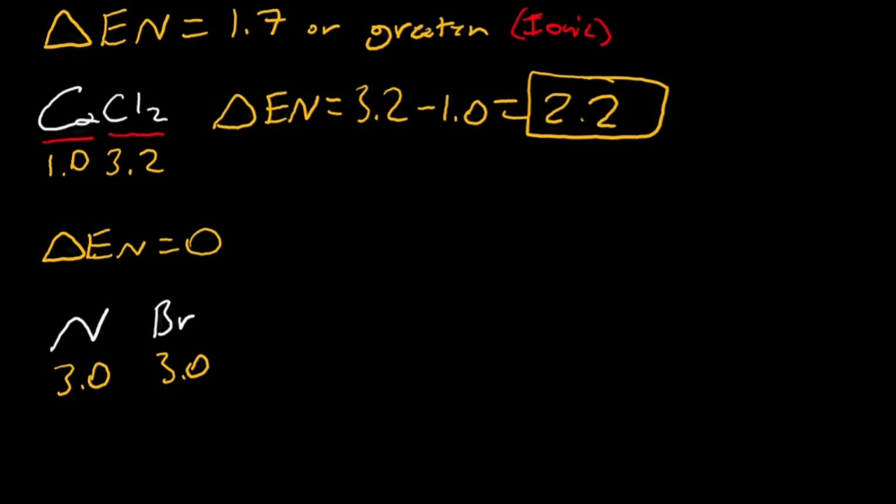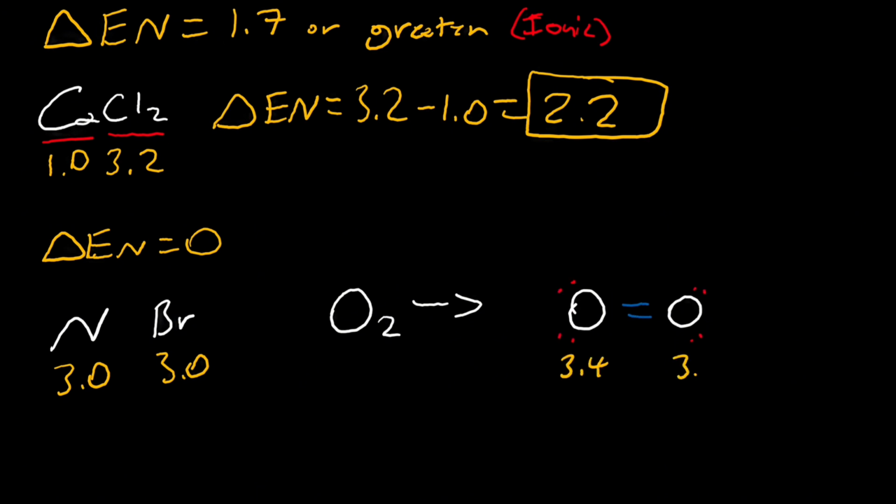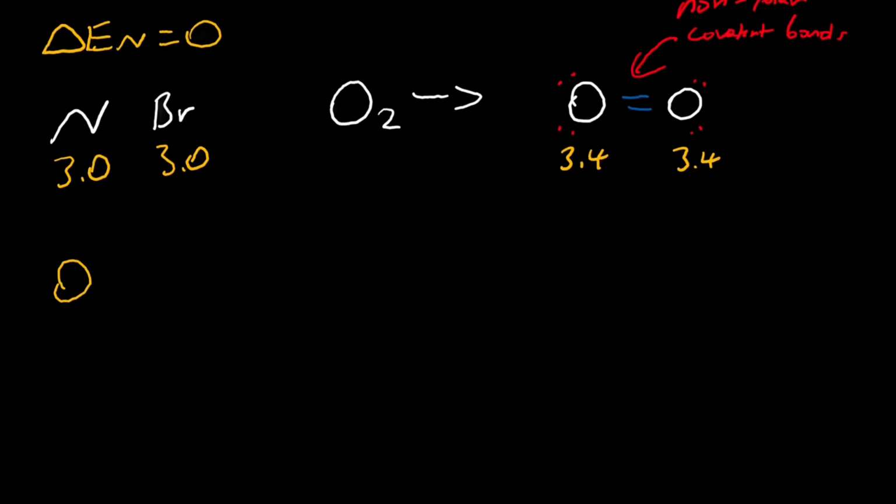Let's take an oxygen molecule for example, O2. This is what the Lewis structure would look like, and both have the same electronegativity of 3.4, meaning that the electrons are shared equally amongst both atoms. We call these bonds nonpolar covalent bonds. But what if the electronegativity difference is greater than 0 but less than 1.7?